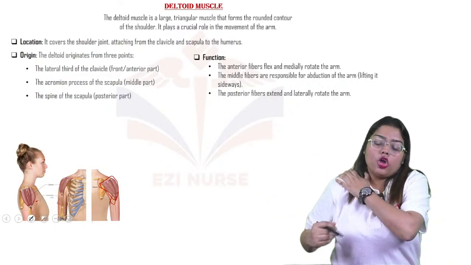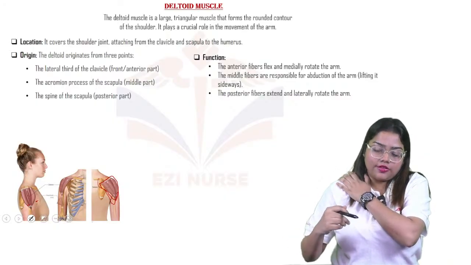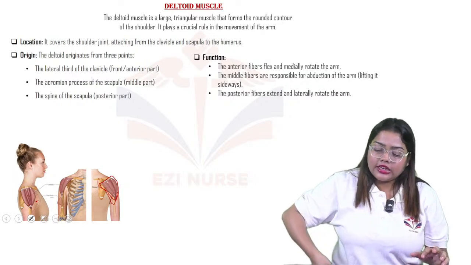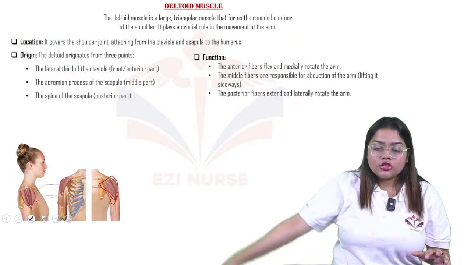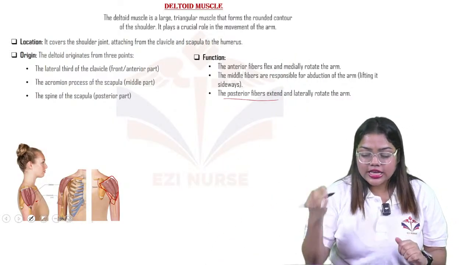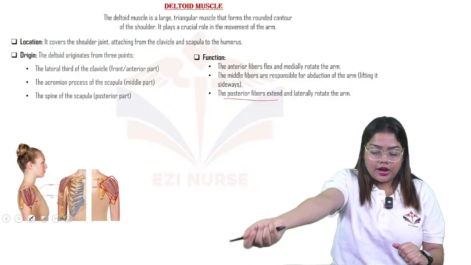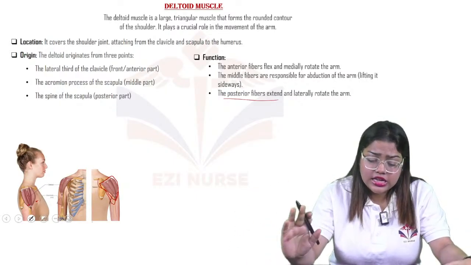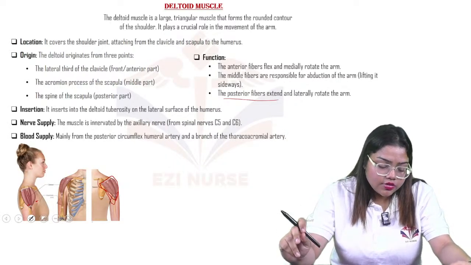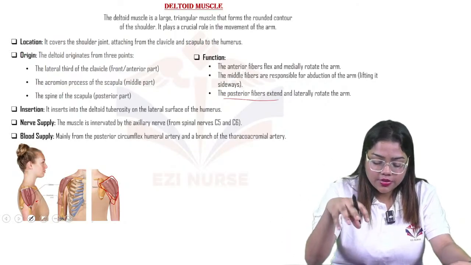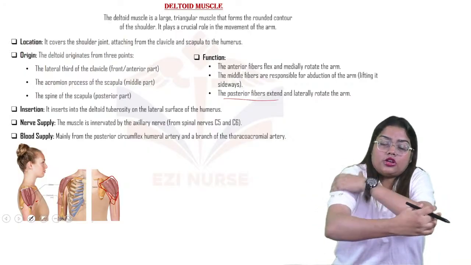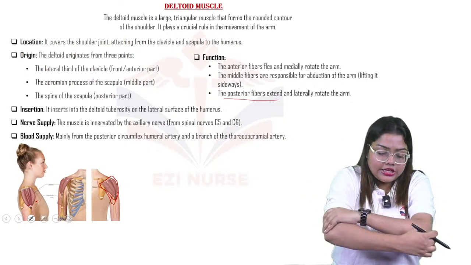It helps to rotate our arm, the anterior fibers. The middle fibers are responsible for abduction of the arm, like lifting it sideways. Lastly, the posterior fibers extend and laterally rotate the arm. So these are the main functions of the deltoid muscle. Then the insertion: it inserts into the deltoid tuberosity on the lateral surface of our humerus, the first bone of our arm.